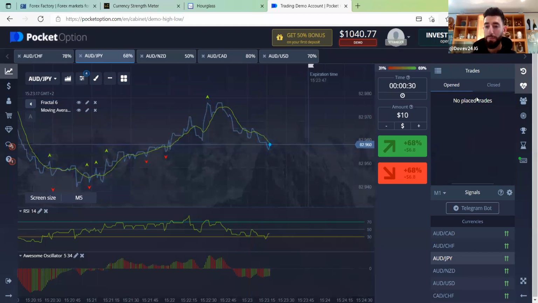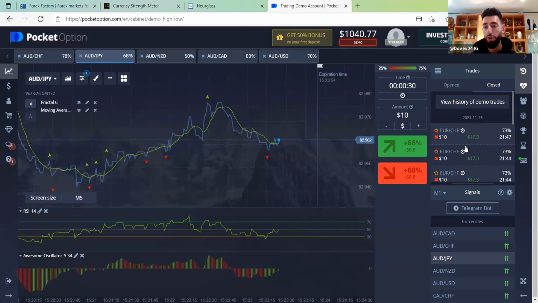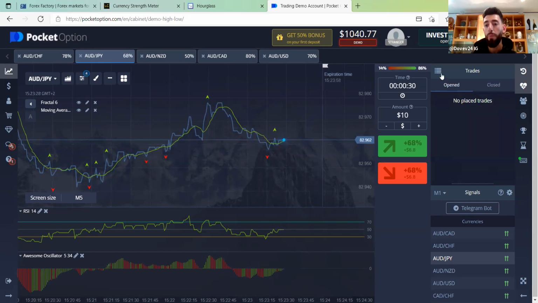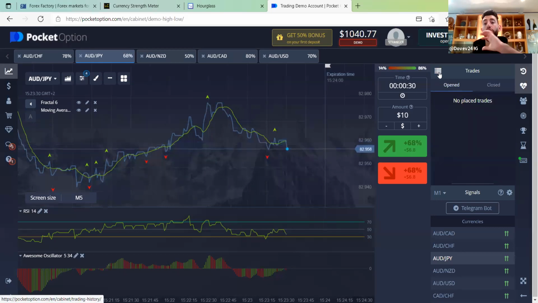Once I've taken this put, guys, it's going to show me on an open trade here, and once it's done, it will show me on the closed trades, as you can see here from yesterday, okay? If you want to open that, you can click this button and it will show you all the trades from all the history.